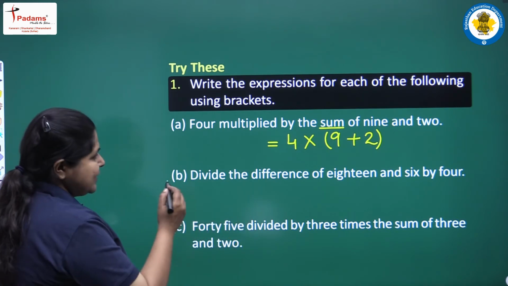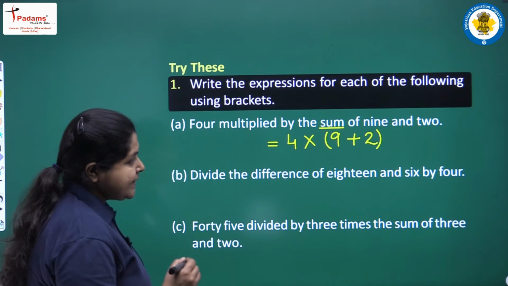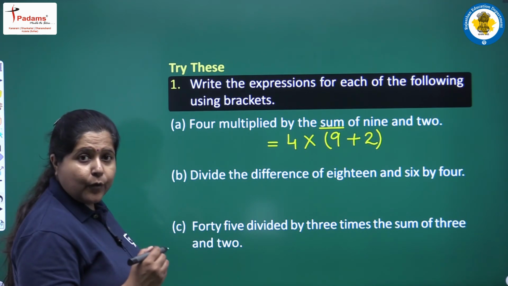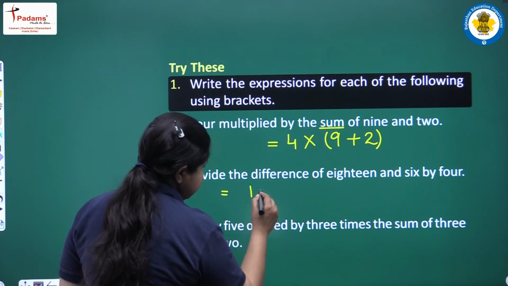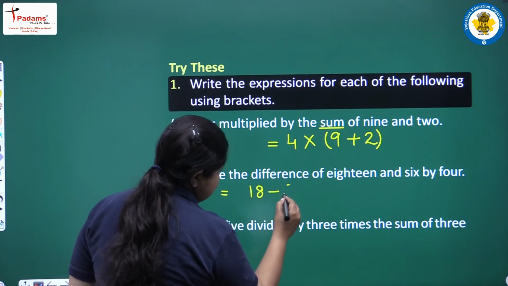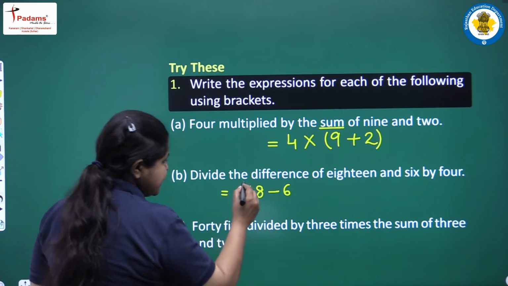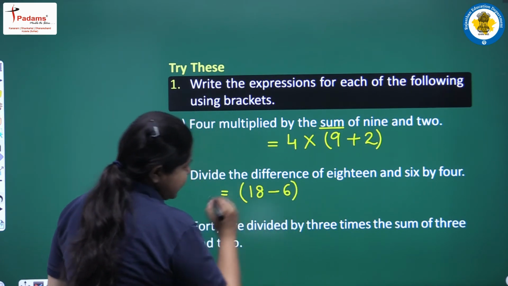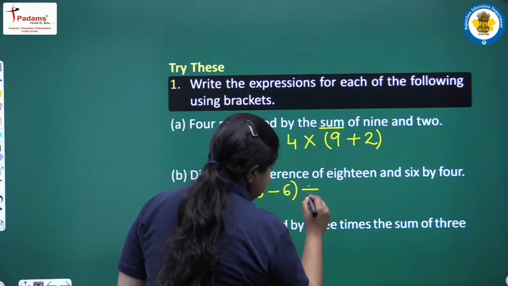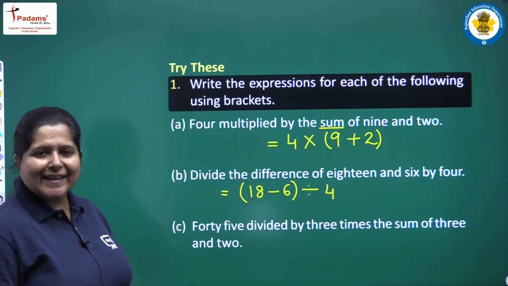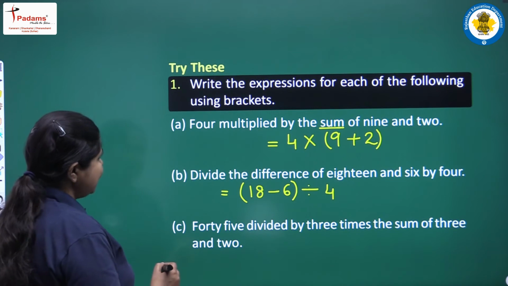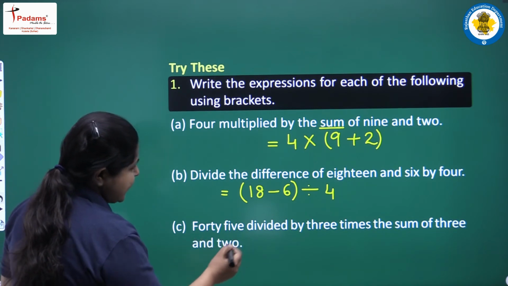Next we have divide the difference of 18 and 6 by 4. So difference of 18 and 6 will be 18 minus 6, and first we will have to enclose it inside a bracket and then divide by 4. This is the expression.